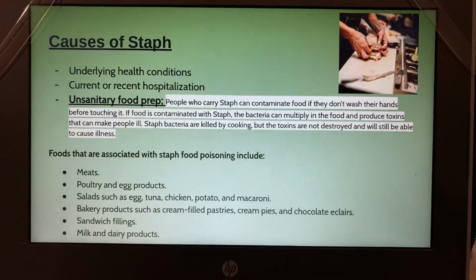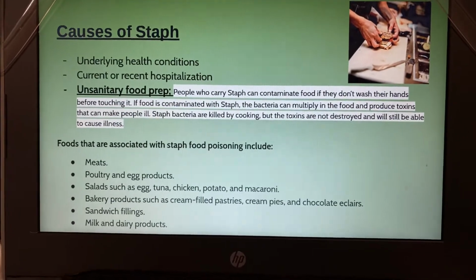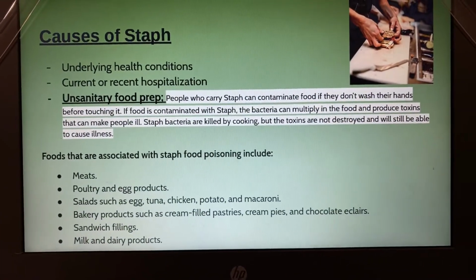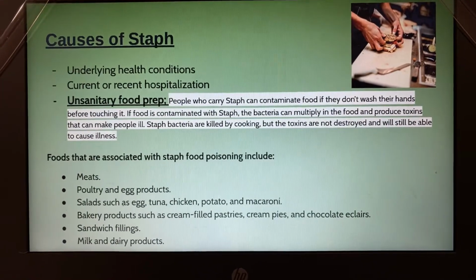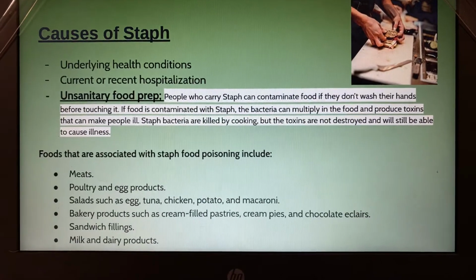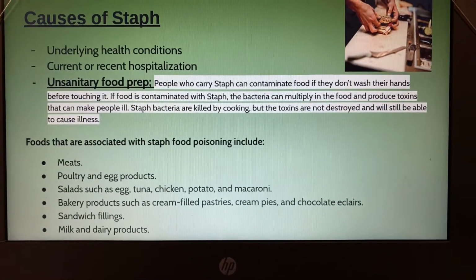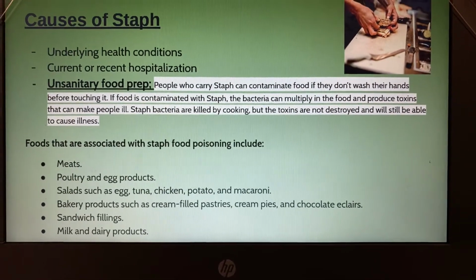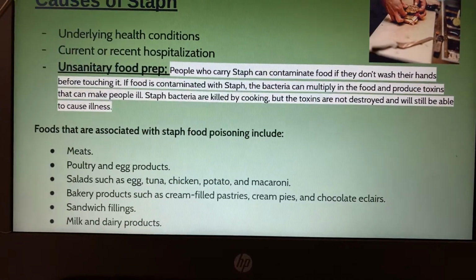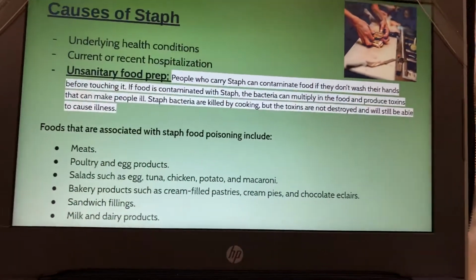Causes of staph. Underlying health conditions, current or recent hospitalization, unsanitary food prep, which is what we're focusing on, is people who carry staph can contaminate food if they don't wash their hands before touching it. If food is contaminated with staph, the bacteria can multiply in the food, and it produces toxins that can make people ill. Staph bacteria are killed by cooking, but the toxins are not destroyed and will still be able to cause illness. And it's usually killed by heat, but they can still escape through that and still be alive.